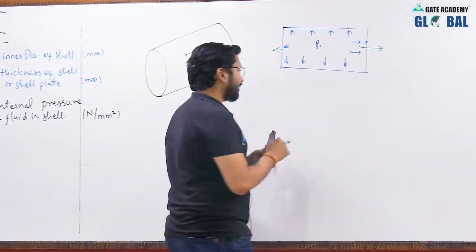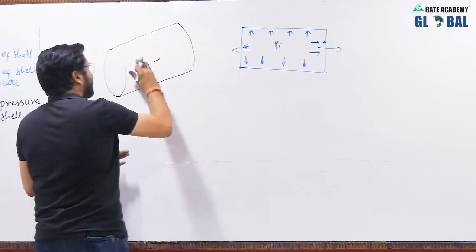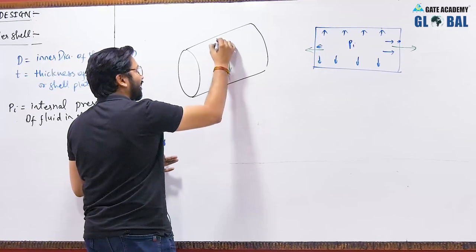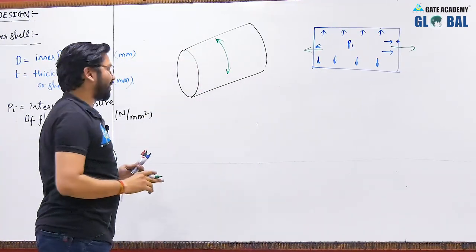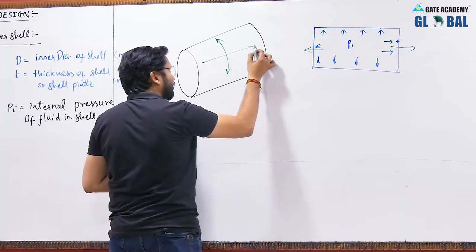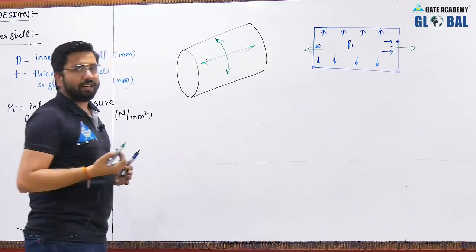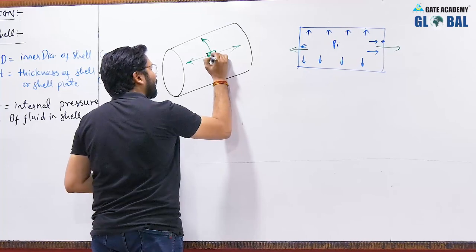Now here, as you can see, this is trying to increase the circumference. So there will be a stretching. Stretching will be there along the circumference. Okay. This arrow represents the stretching along the circumference. Also, this is trying to increase the length. Hence, there will be a stretching. Stretching will be there along the length. Okay. Now, if you take an element over here, let us take an element.